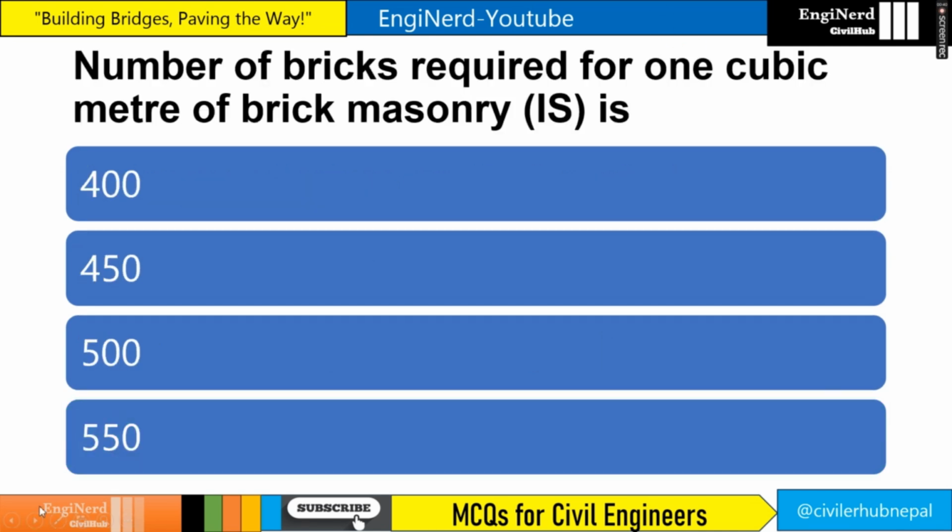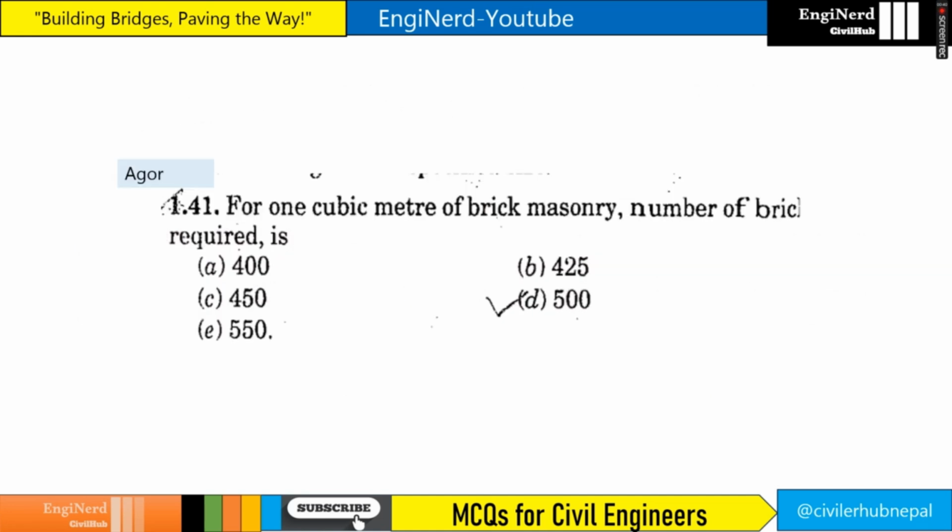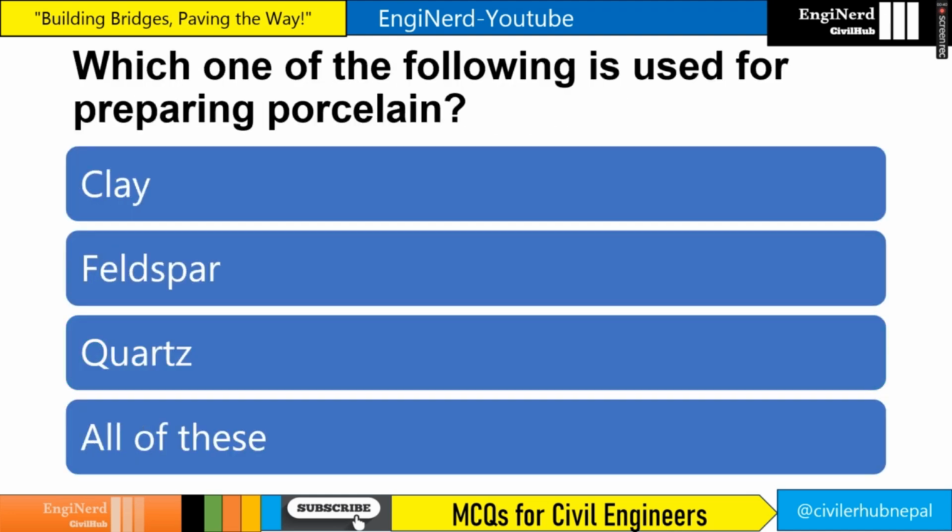Next question: number of bricks required for 1 cubic meter of brick masonry is, let's see this in the book of Khurmi. If you see in the book of Khurmi, the number of bricks required for 1 cubic meter of brick masonry are 550, and in the objective part also it is written as option D, 550. But if you see in the book of Agor, the answer is 500. So normally we take the answer as 500.